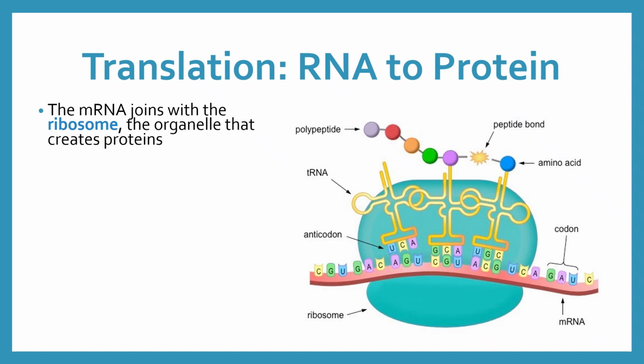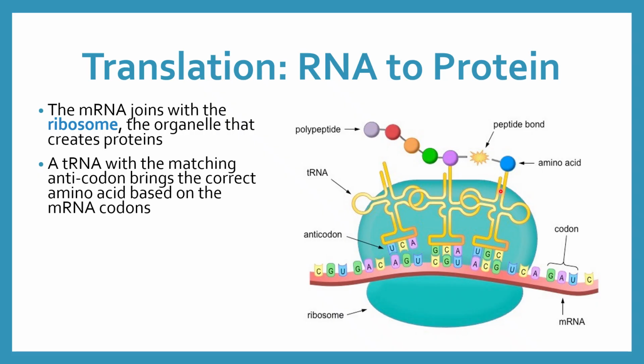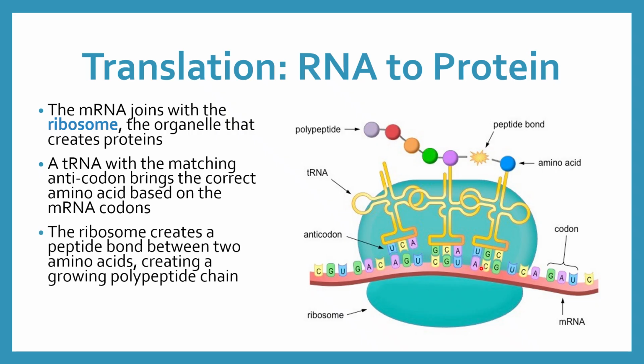So with translation, the mRNA is going to join up with the ribosome. The ribosome is this green portion here. It's actually two pieces that come and clamp down on top of the mRNA. And then a tRNA is going to come in and carry the amino acid that matches the codon. And from there, the rRNA part of the ribosome is going to catalyze the formation of the peptide bond and cause those amino acids to stick together, and it's going to grow the polypeptide chain.